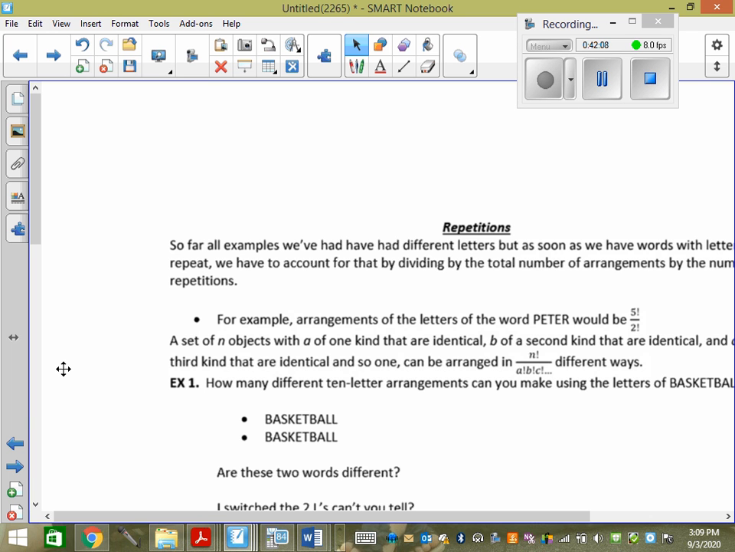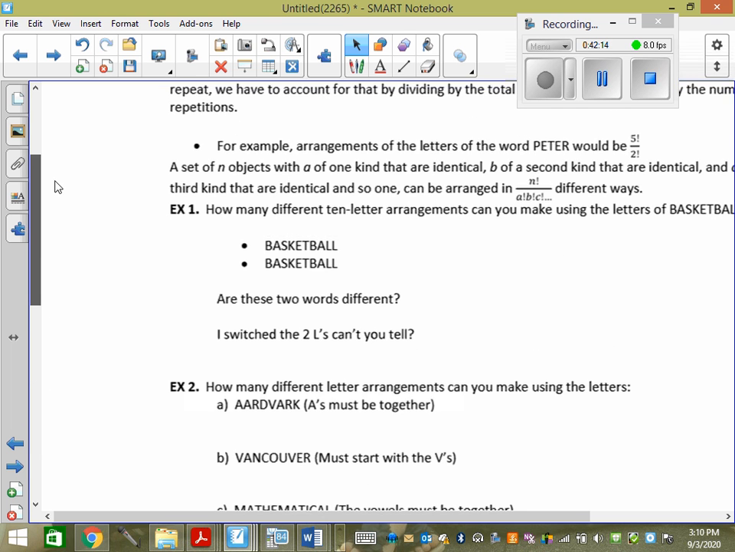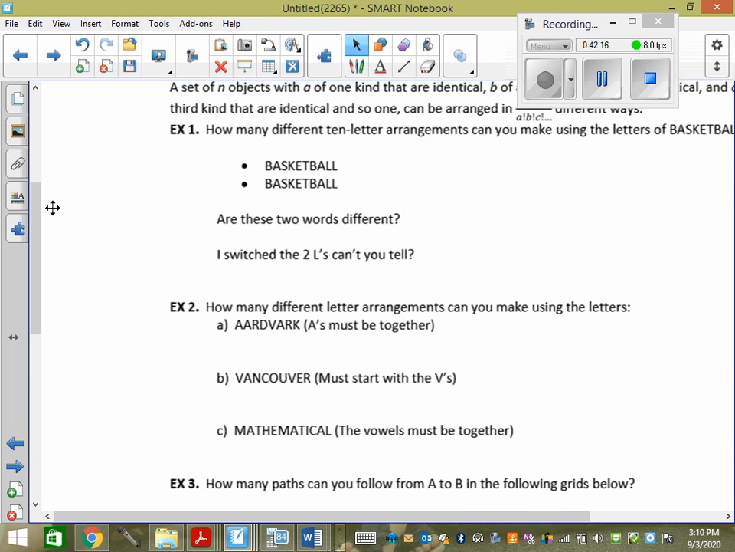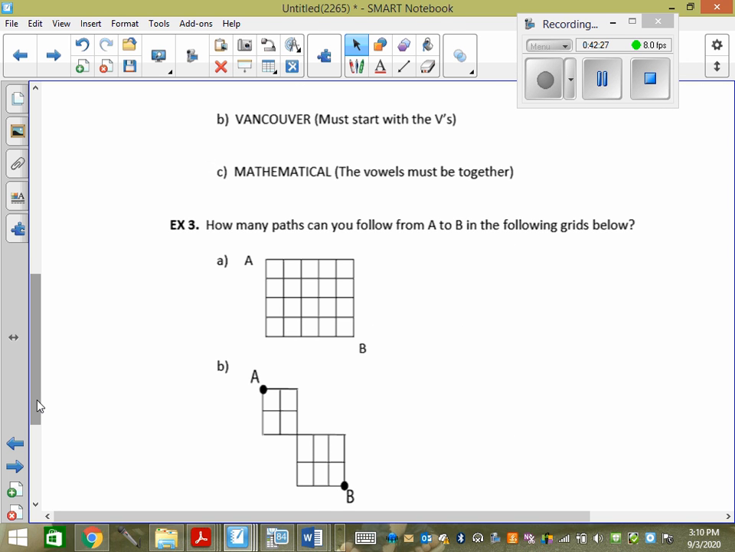Tomorrow we finish up repetitions. What I want to show you is your homework. So we haven't done repetitions. That's whenever I give you a word with doubling letters, tripling letters, something like that, you can't do those yet. Okay? So like aardvark, Vancouver, mathematical. If I give you mapping questions like this, you can't do those. Okay? That's all you can do.